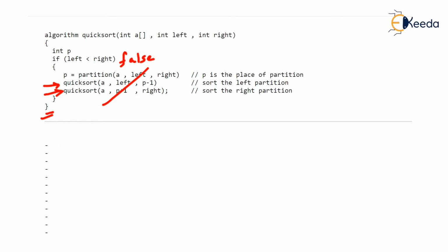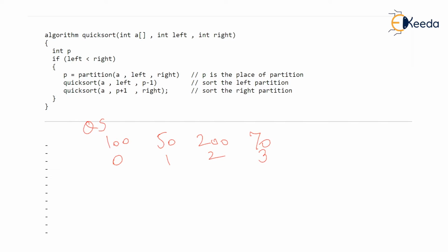Great, isn't it? Now, what if we had four elements in the array? Let's take a very small array. Let's say we have four elements: 100, 50, 200, and 70, with indexes ranging from 0 to 3. So the first call to quicksort is going to be, in short, QS.